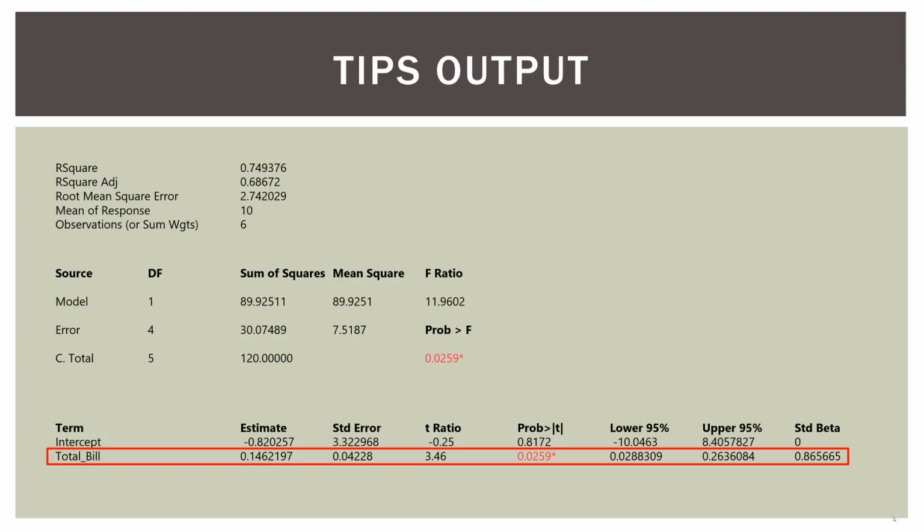What I want to point out here is that you'll notice that the ANOVA table up here in the middle, and then the t-test here on the bottom, they have the same values. So 0.0259, it's the same in each one because in simple regression, they are the same thing.